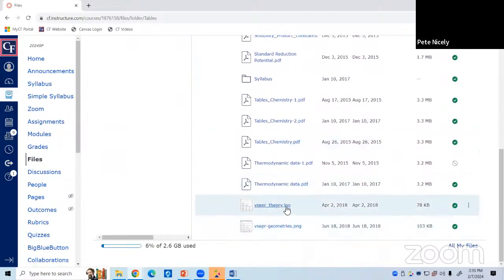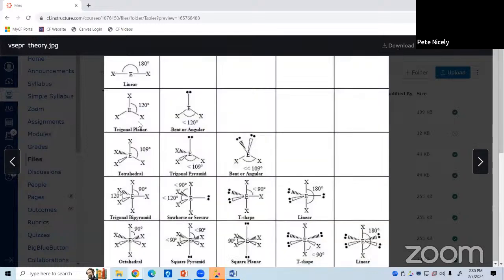VSEPR theory, all right? And this basically summarizes the different shapes possible. Now, for all purposes, you'll be using this one, this one, this one, this one, this one, and this one. Don't worry yourself about the last 2 lines right here. So the first 3 would be what we will be dealing with.